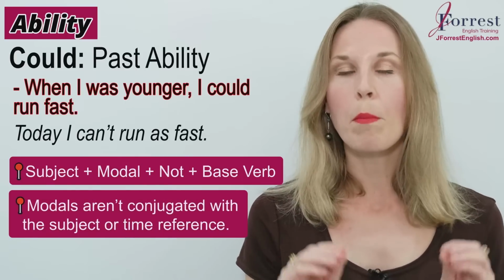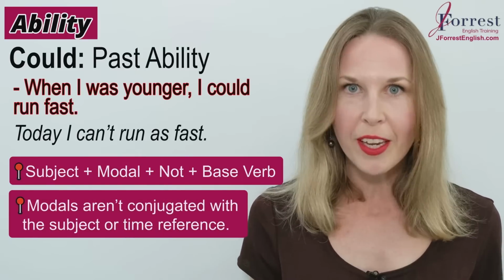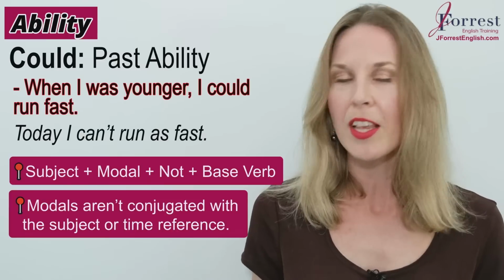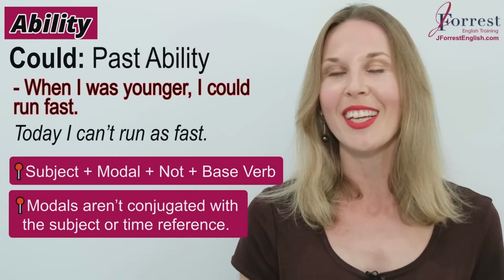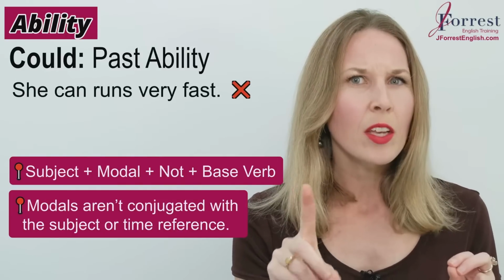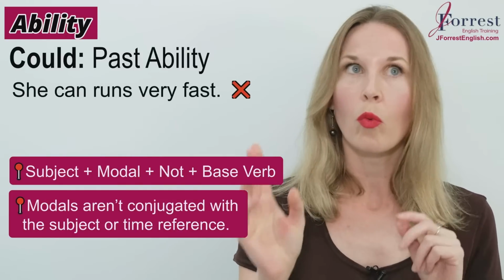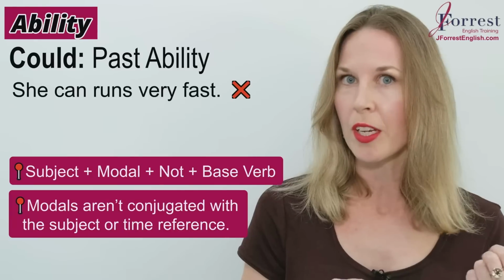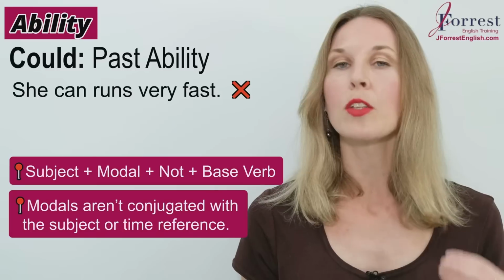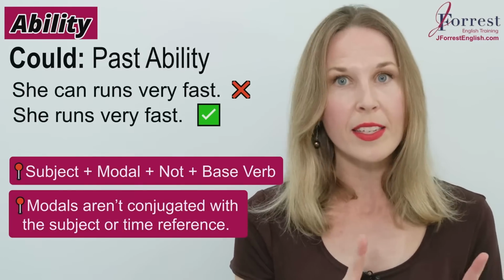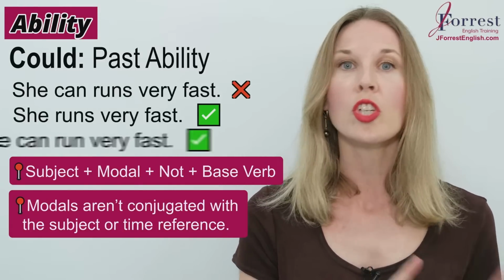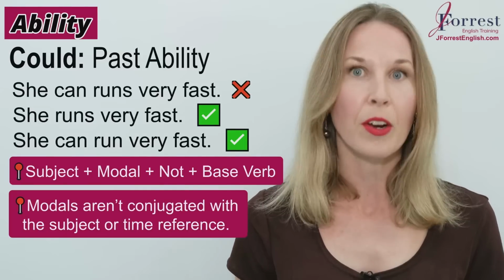Also remember that modals are not conjugated. They're not conjugated with the subject or the time reference, so grammatically they're very easy. So don't say she can runs. You don't conjugate run with the subject she. You don't conjugate it at all. Of course, without the modal in the present simple, she runs very fast, you would conjugate it, but with the modal, she can run very fast.